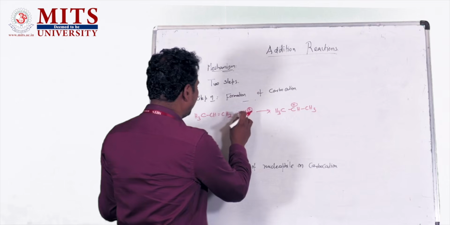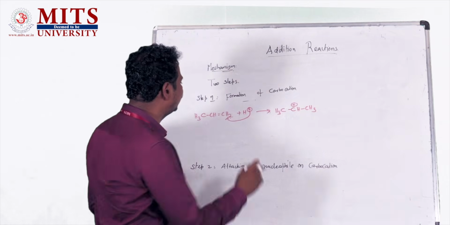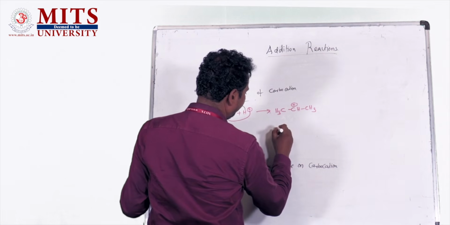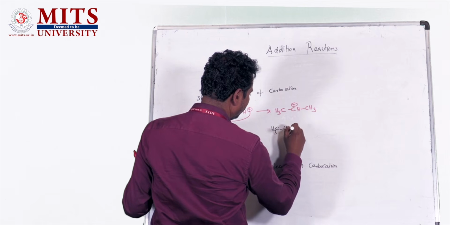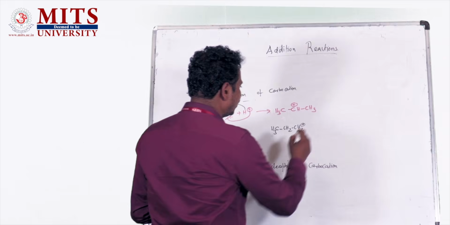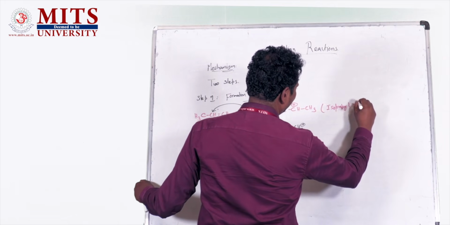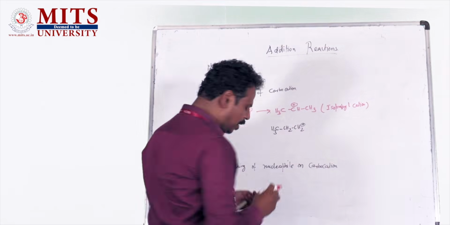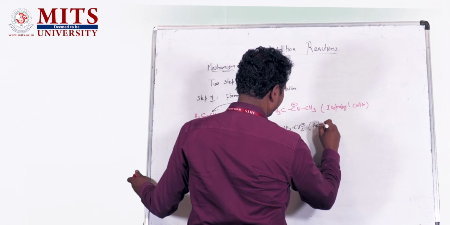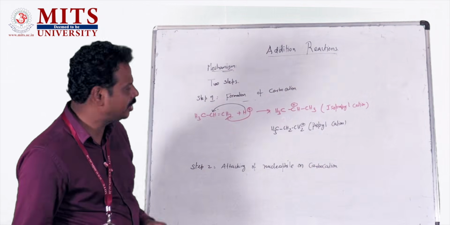For example, instead of adding here, suppose the H plus is added on the CH carbon. Then your product will be CH3, CH2 and CH2 plus. So this is called the isopropyl cation and this is the propyl cation. So one is an isopropyl cation, another one is the propyl cation.